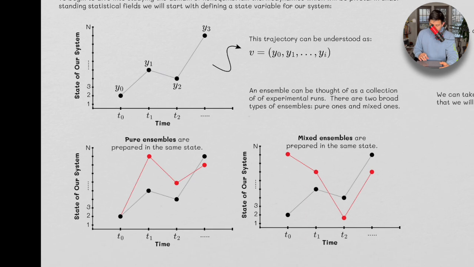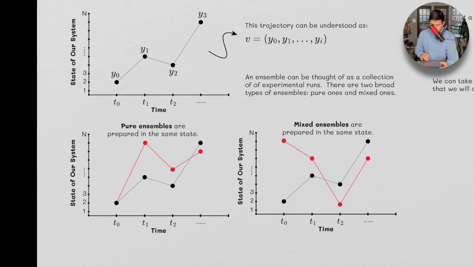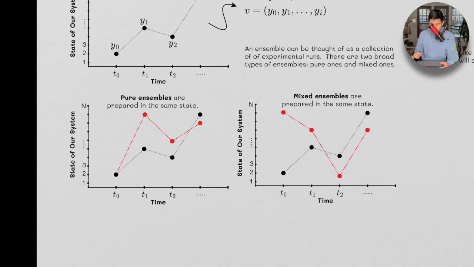An ensemble can be thought of as a collection of experimental runs. There are two broad types of ensembles, pure ones and mixed ones. So this is just some vocabulary. Pure ensembles are prepared in the same state. So everything that starts at the same state.